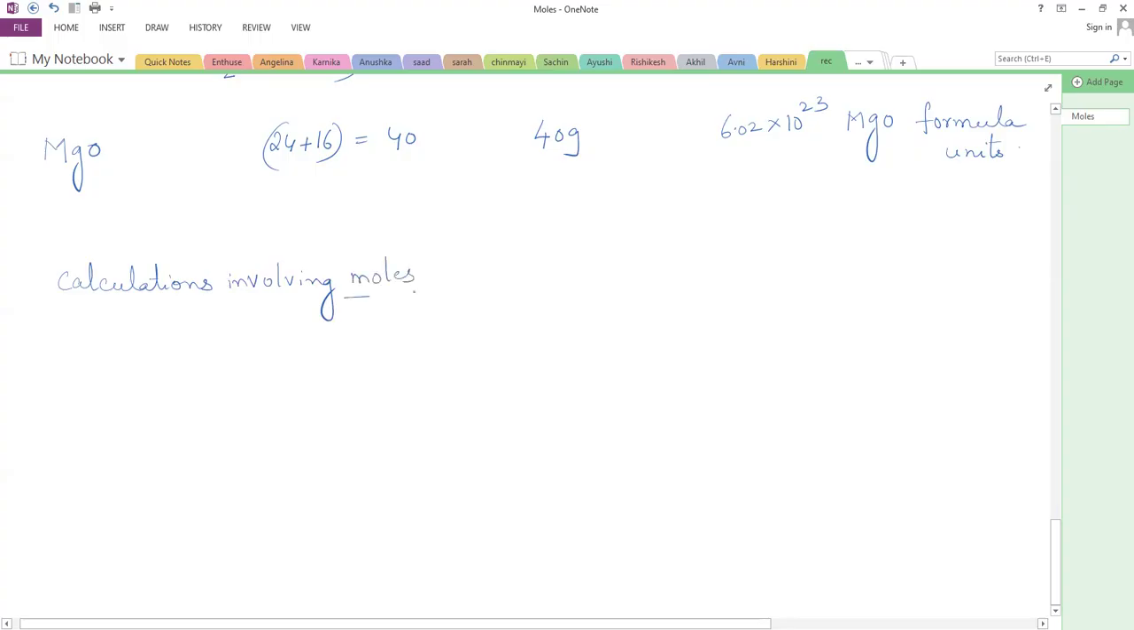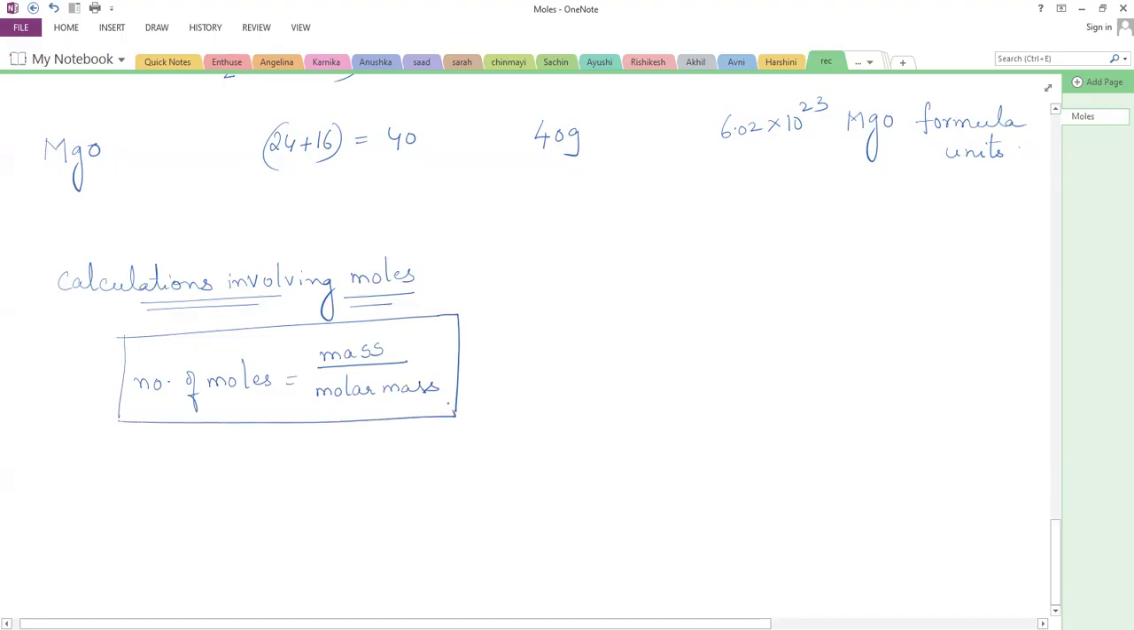So for a given mass of a substance, you want to find out how many moles of that particular substance there are, whether it is atoms, molecules, or formula units. A certain mass of it is given, and you want to find out how many moles that mass has. You can simply use the formula: number of moles is equal to the given mass of that substance divided by its molar mass. This formula is very, very important and we are going to use it in your numericals.